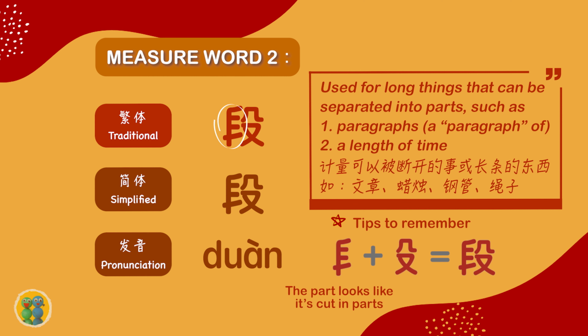On the left-hand side of this character, there is a part that looks like it's cut in parts, although this is not the radical of 段. So if you can be creative enough to remember the Chinese character with images, it's easier to really remember them when you see them, such as the left-hand side, that part looks like it's cut in parts. So if you remember this, when you see this measure word again, you can think of, oh, this is used for long things that can be separated into parts. So this is the measure word 段.